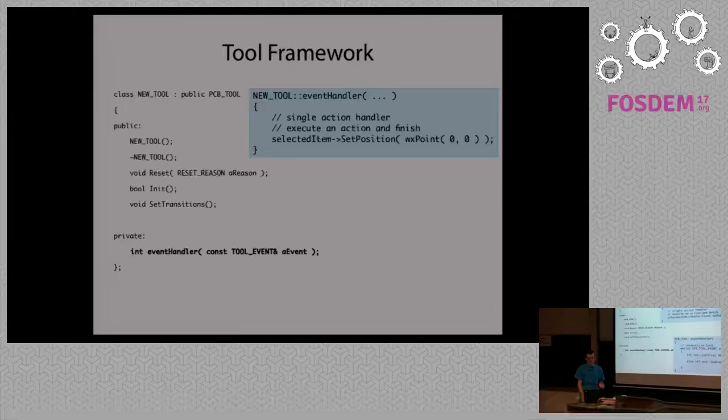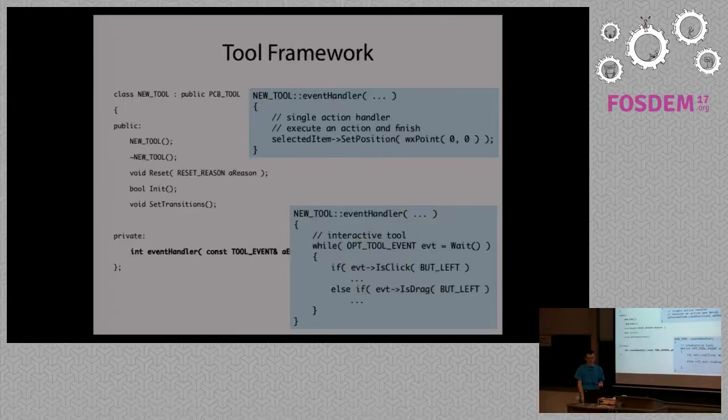Or you can write interactive tools, and here you can have a while loop. You can keep receiving events until you decide that you are done. So for example, if you want to create a drawing tool, first you obtain the first click position, then you wait for another one, then you can draw a line between them, and well, until the user decides to cancel the tool, or well, it's up to you.